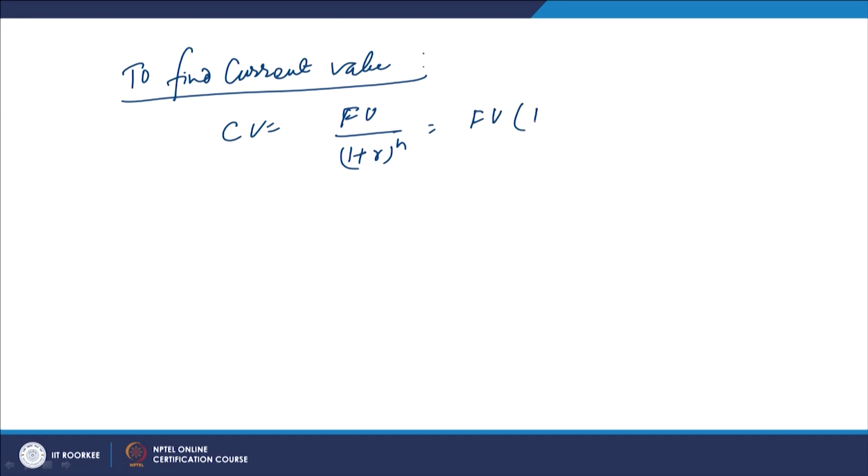So CV will be FV divided by 1 plus R raised to the power n, or you can also write FV into 1 plus R raised to the power minus n. This factor, 1 plus R raised to the power minus n, is nothing but the reciprocal of the factor used to find the future value from the current value. It is used to find the current value from the future value which is available to us. So if someone has to achieve some future value in a certain time, and the rate of compound interest is known, in those cases you can use this formula and get it.